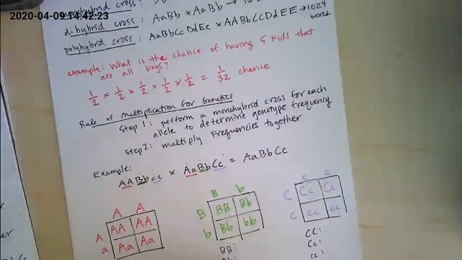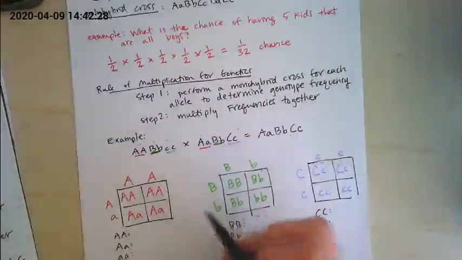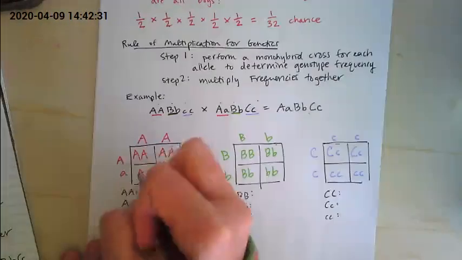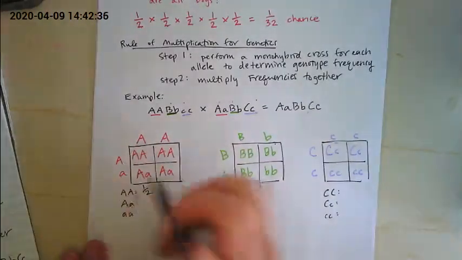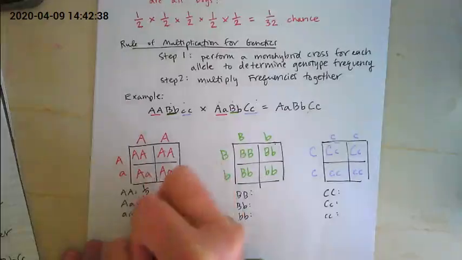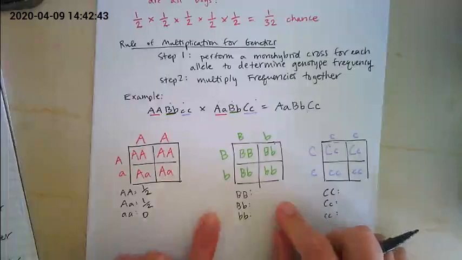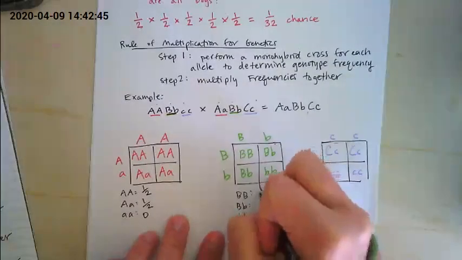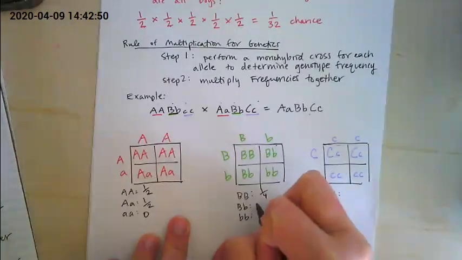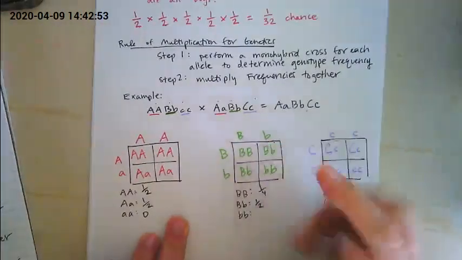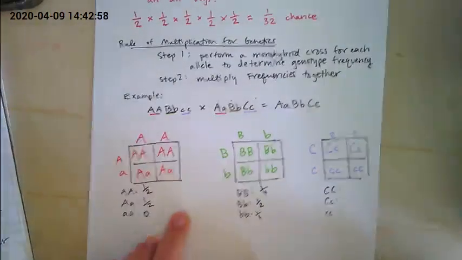All right, so what is the chance that we would have homozygous dominant? That would be 2/4 or 1/2, right? 2 of the 4. Heterozygous, also 1/2. In this case, we have no homozygous recessive. Okay, for our B's, we've got a 1/4 chance of having big B's. We've got a 2/4 or 1/2 chance of having heterozygote, and then we've got a 1/4 chance of having a homozygous recessive.